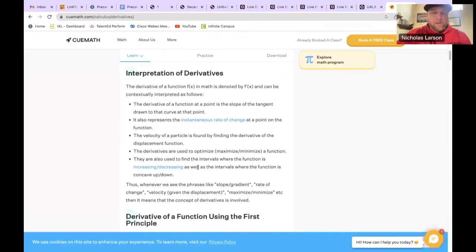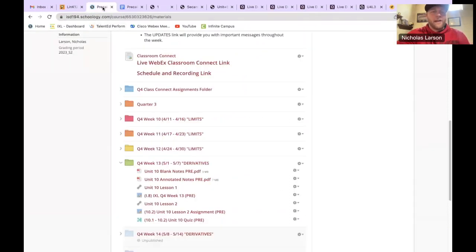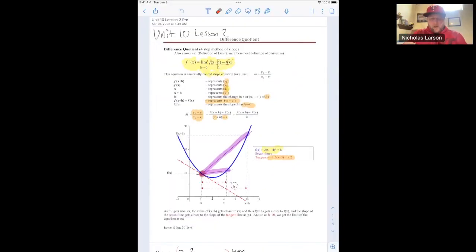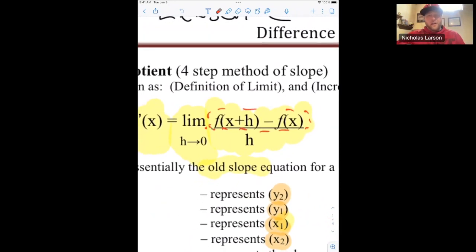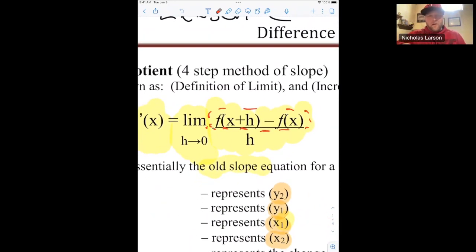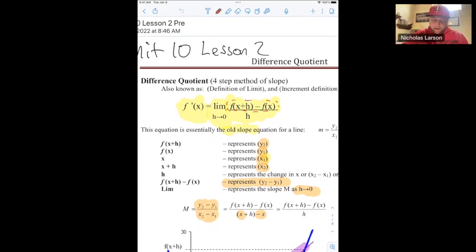And we can find increasing and decreasing derivatives. So we ease in a little bit to what a derivative is. We are looking at difference quotients, which is our main function here: limit as h approaches 0. Every time I see an h or an x, I'm going to add a plus h in there.